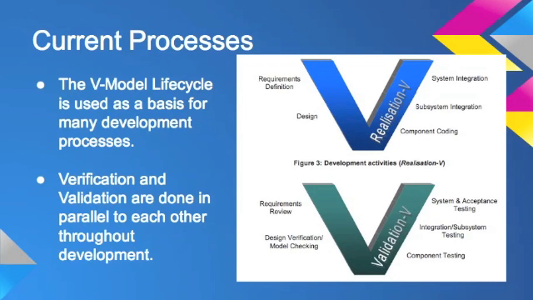There is a current process known as the V-model lifecycle. This is used as a basis for many development processes. Verification and validation are done in parallel to each other. For every phase that's in the verification side, there is a matching phase on the validation side.